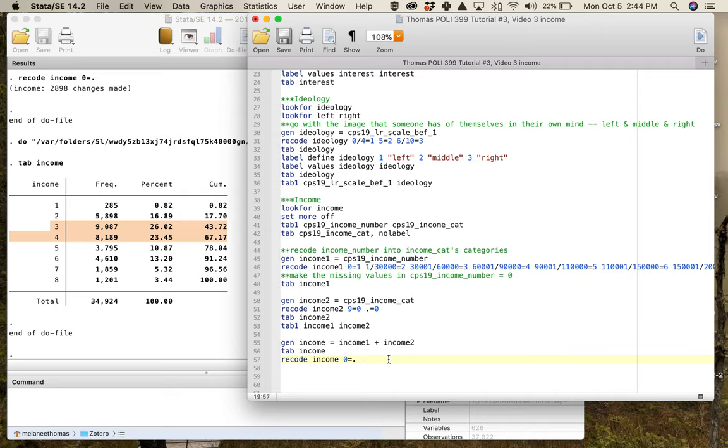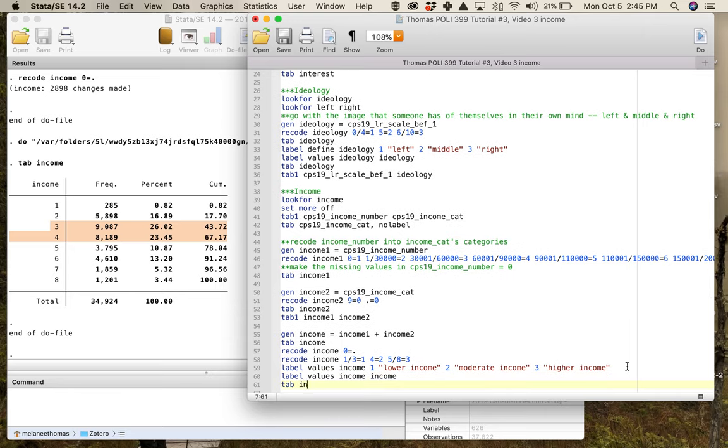So I'm going to recode. I've already done the recode income there, so I'll just do another line, recode income. I'm going to do 1 through 3 equals my low, 4 equals my middle, and then 5 through 8 equals my 3. Then label values. Now for income, I'm going to do 1 equals lower income, 2 is moderate income, 3 is higher income. Label values, income, tab, income.